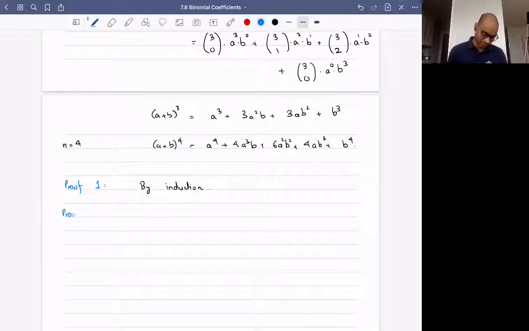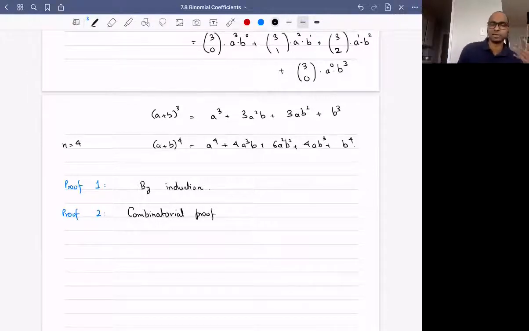The second proof is more interesting and uses combinatorics. And this is an example of a combinatorial proof. And as we've been doing with combinatorics proofs in the previous videos, I will just do an example to illustrate the idea. So let's see what is happening for (a+b) cubed. Say I don't know the formula for (a+b) cubed, then I'll just expand this out.